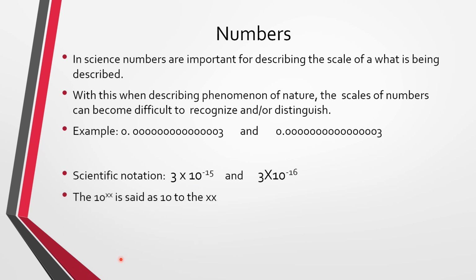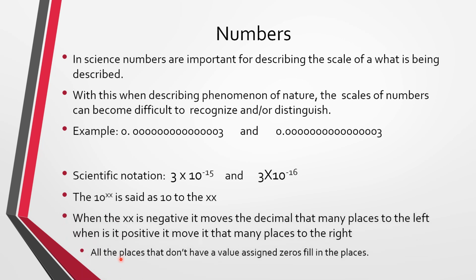The exponent is said as 10 to the power of 15, for example. When the exponent is negative, it moves the decimal point that many places to the left. As in this example, there are many zeros, so this is a very small number relatively. And there's a negative, as you can tell. When positive, it moves that many places to the right.